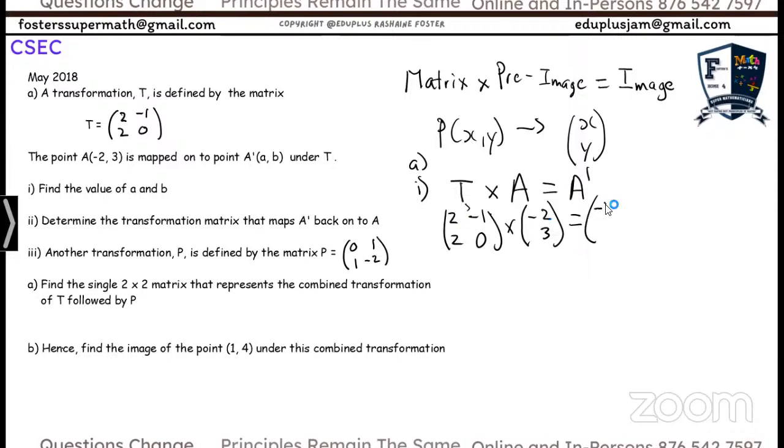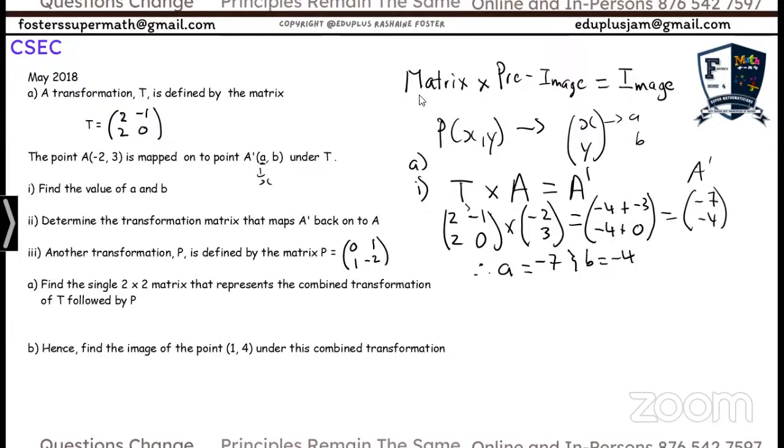Let's go. So row by column. 2 times -2, that's -4, plus -1 times 3, that's -3. Then 2 times -2, that's -4, plus 0 times 3, that is 0. If you're not able to get this answer, then it means that you cannot multiply. So therefore, A is equal to, A comes first. That means A has to be the X. Remember, X is always at the top. So that means A is -7 and B is -4.